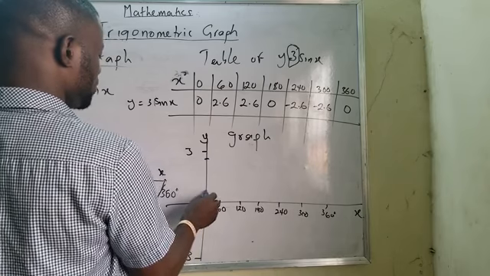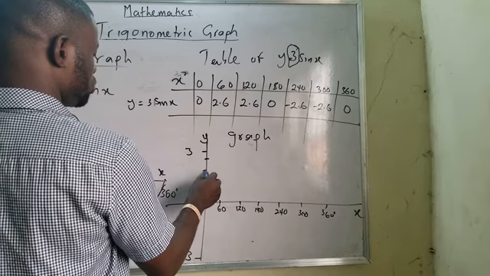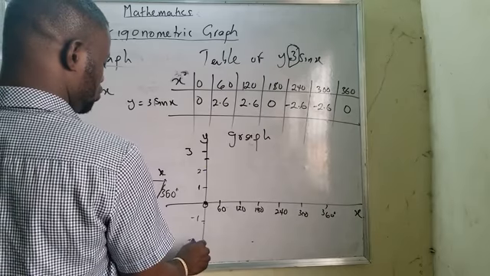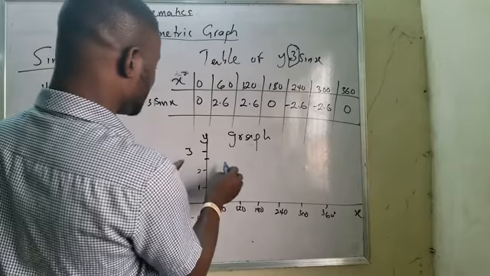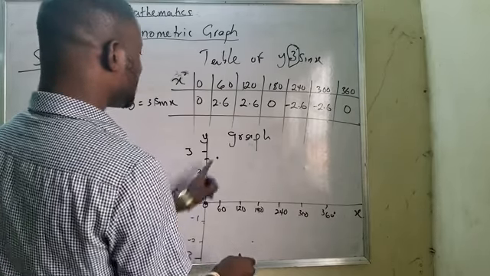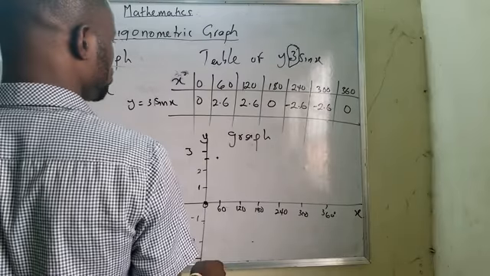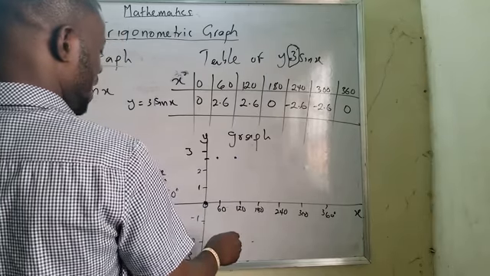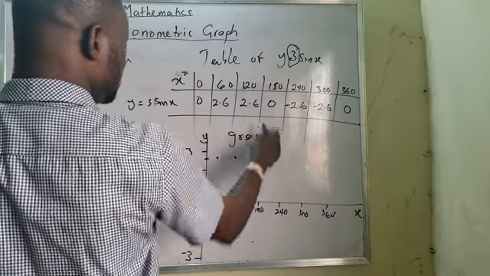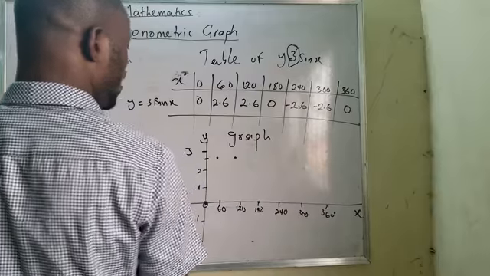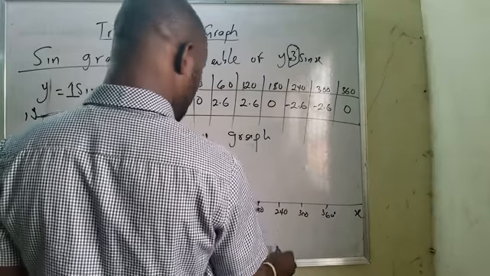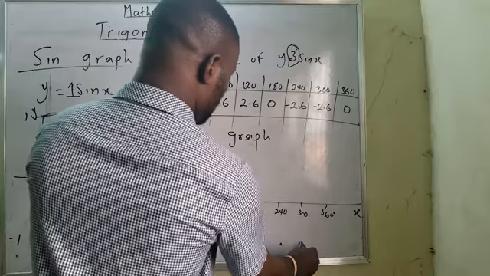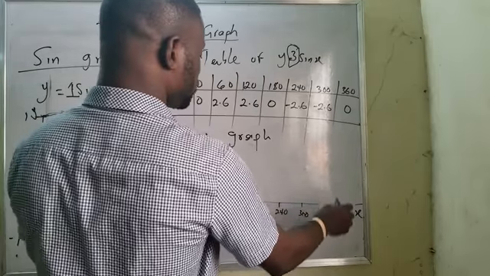This is going to be 3.6. Let me just, this one will be 1, and this one will be 2. Now, this one will be minus 1 and minus 2. Now, that is 3.6. It will be somewhere here. And when x is 120, it is also 3.2. Now, when x is 180, it's 0. When x is 240, it will be minus something, somewhere here, and also minus, and also 0.